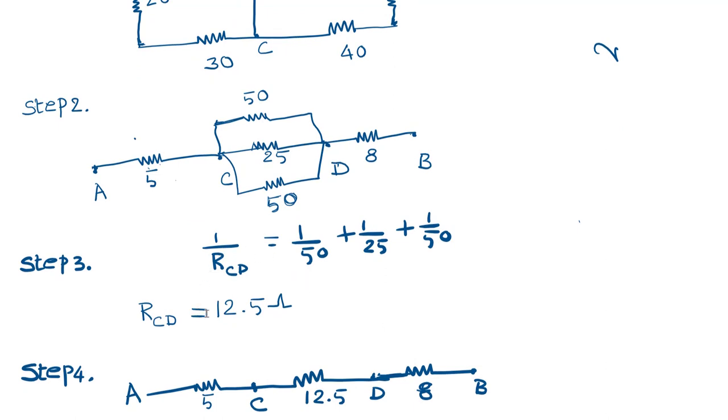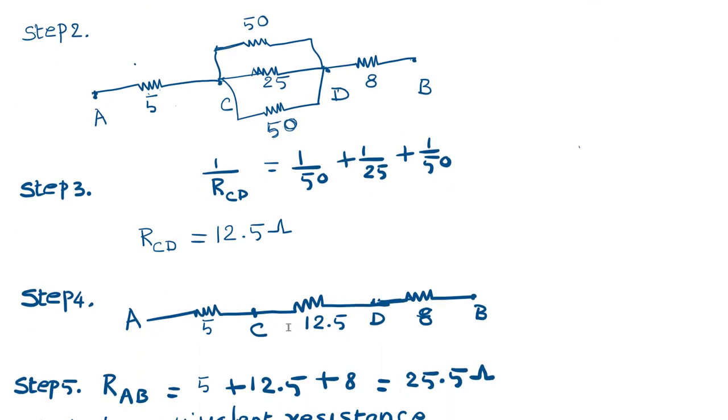Because here we know the terminals C and D, first we find out the resultant resistance between C and D. For parallel branches, the equivalent resistance formula is 1 by RCD, that is, equivalent resistance between terminals C and D is equal to 1 by 50 plus 1 by 25 plus 1 by 50. Once we simplify this calculation, we get RCD is equal to 12.5 ohms.